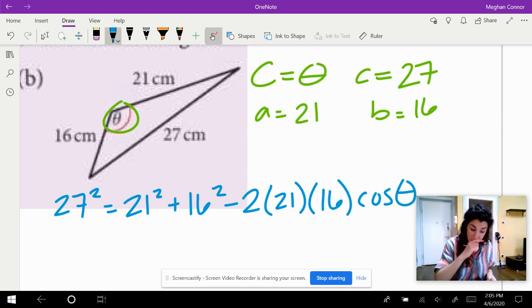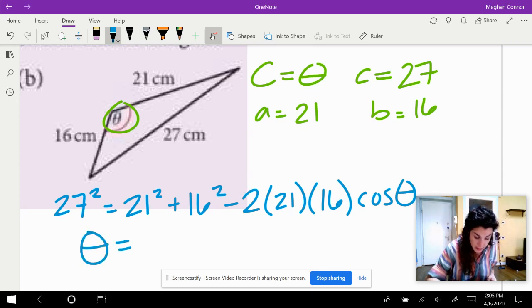Okay, this would make sense. It's obviously going to be a fairly large angle. It's going to be larger than 90 degrees, as the diagram is implying here. And I get something that seems correct to me, seems about right. And that is 92.7 degrees.